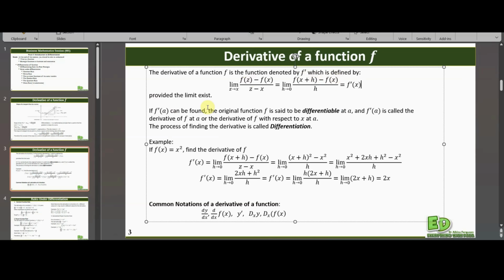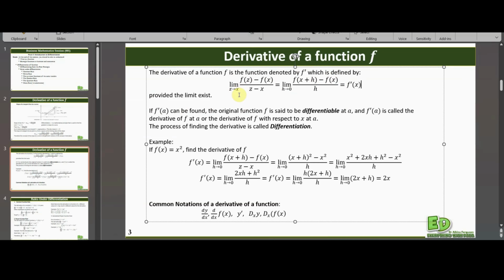Provided the limit exists. So we would say that the limit as z approaches a is now being changed to x, right? Why? Because the question given to you will be given to you in terms of x.